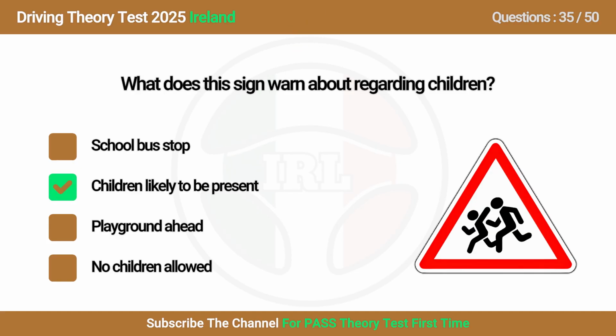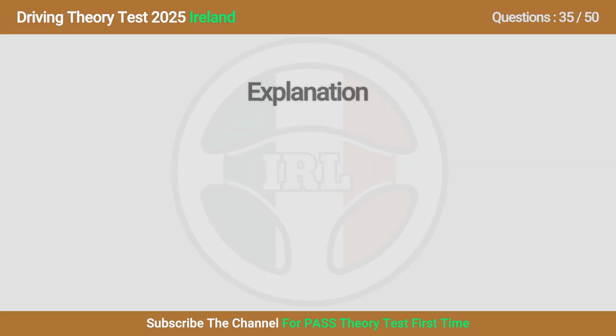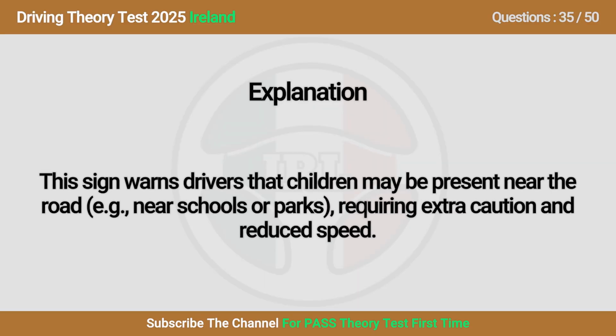Answer is B. Children likely to be present. This sign warns drivers that children may be present near the road, e.g. near schools or parks, requiring extra caution and reduced speed.